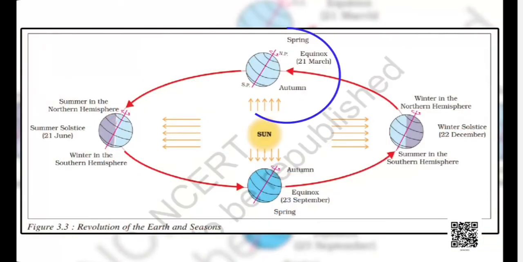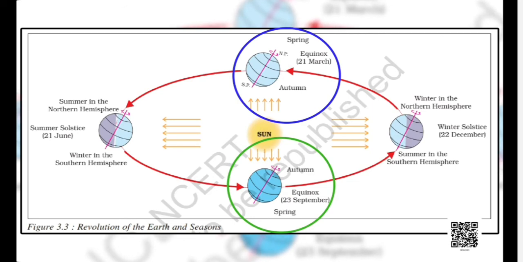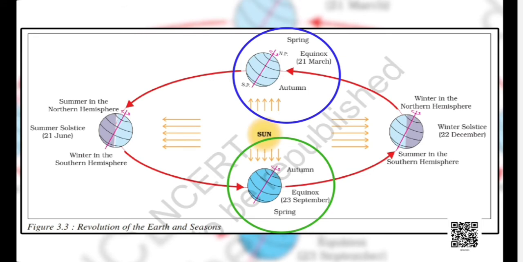On 21st March and September 23rd, direct rays of the sun fall on the equator. At this position, neither of the poles is tilted towards the sun. So, the whole earth experiences equal days and equal nights. This is called an equinox.